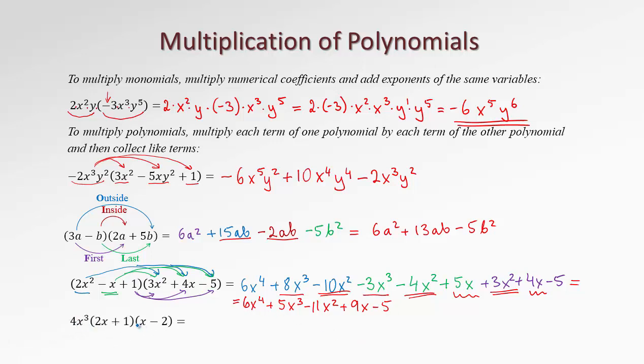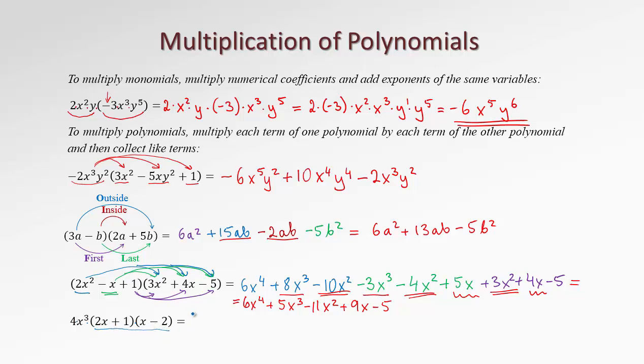The following question is a product of 1, 2, 3, 4 factors. Okay, and there's two brackets. We need to multiply everything, but we can do it in many different ways. We could, for example, multiply 4x cubed times the first bracket and then multiply by the second bracket. Or we could multiply the two brackets and then multiply by 4x cubed. And the second choice is usually easier, just because the coefficients will be a little bit easier to handle when we start multiplying those two brackets first.